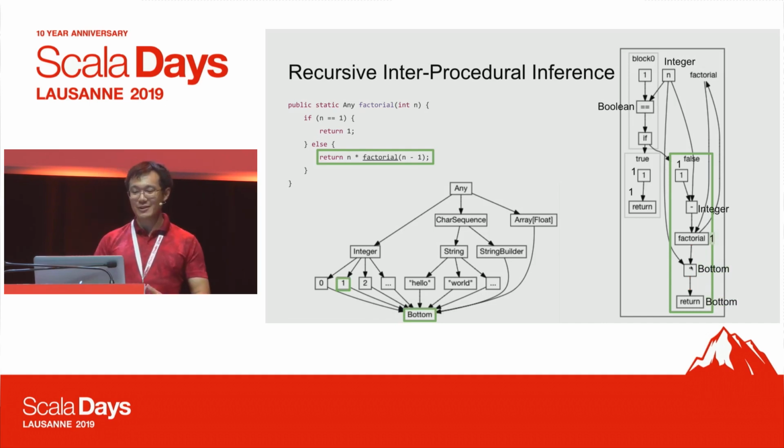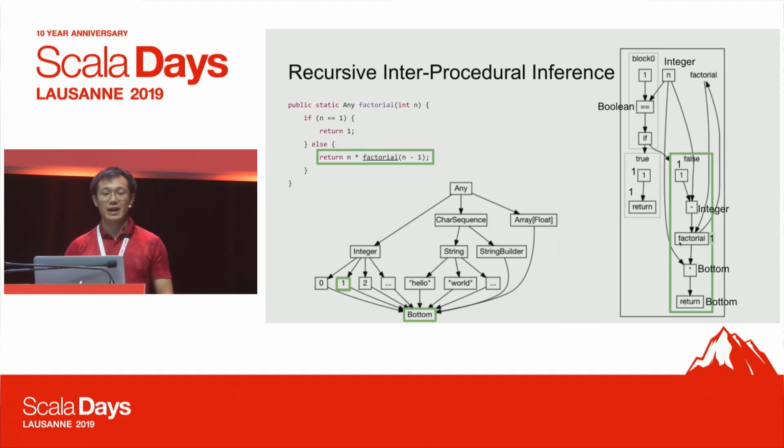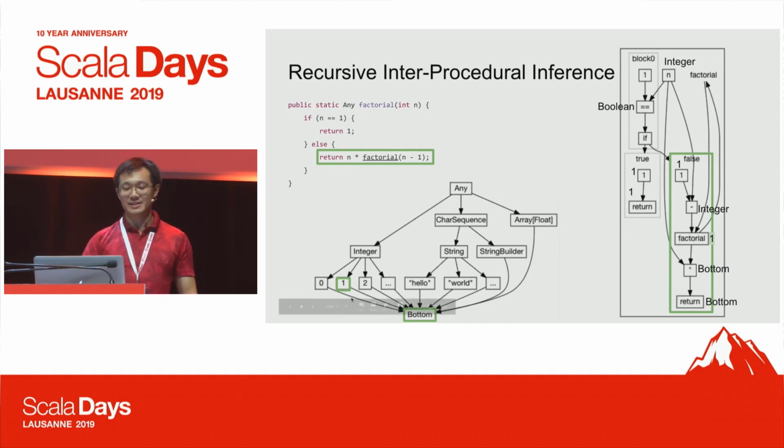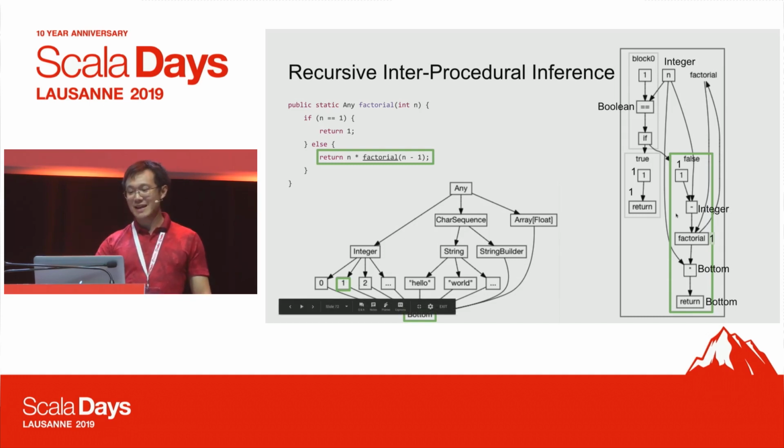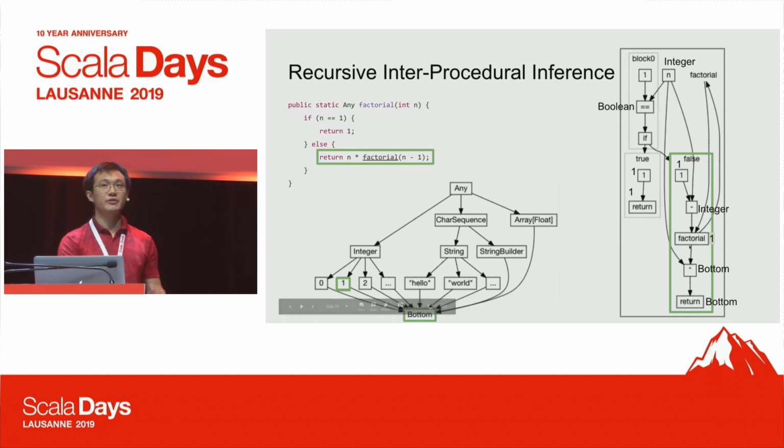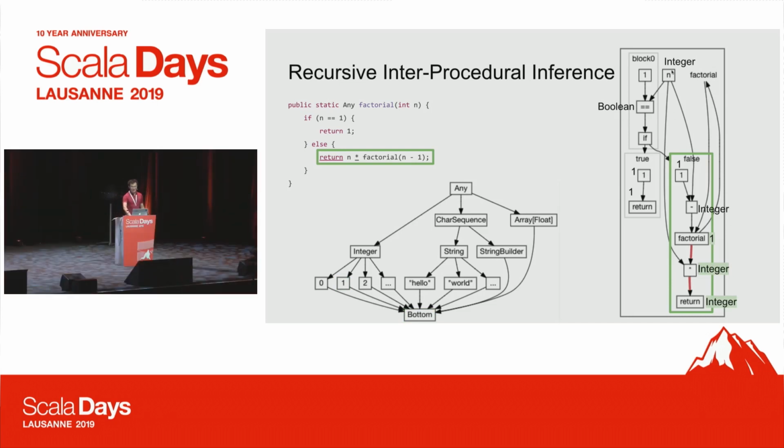Well, now we know that this factorial function either returns 1 or bottom. And you can look up 1 and bottom in our type lattice and see the least upper bound is 1. So least upper bound is 1. I can take this 1 and place it back into this factorial call and say that the recursive call is now inferred to always return 1. 1 times the arbitrary integer is arbitrary integer. It now returns an integer.